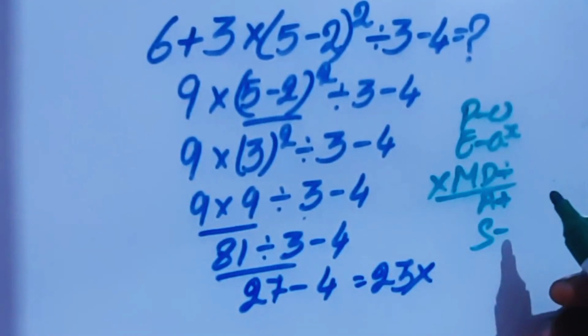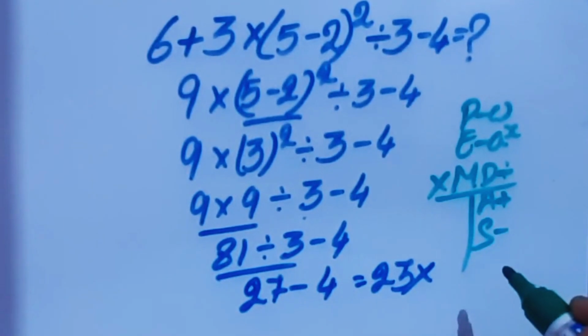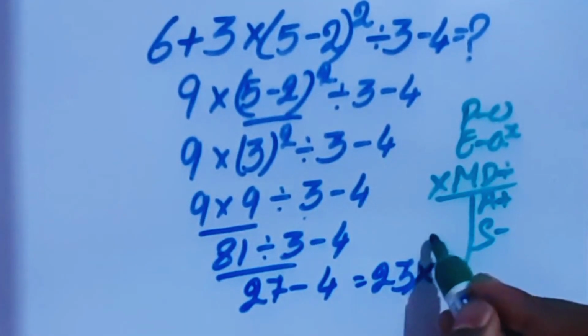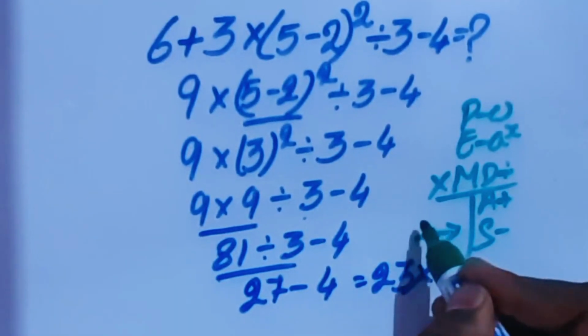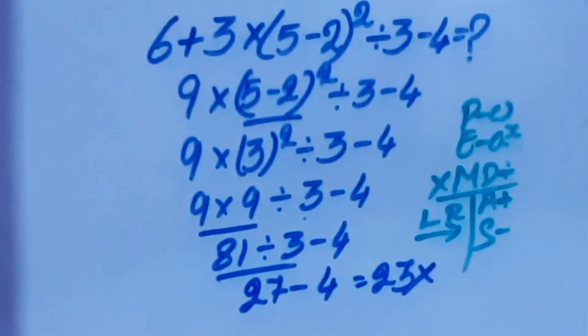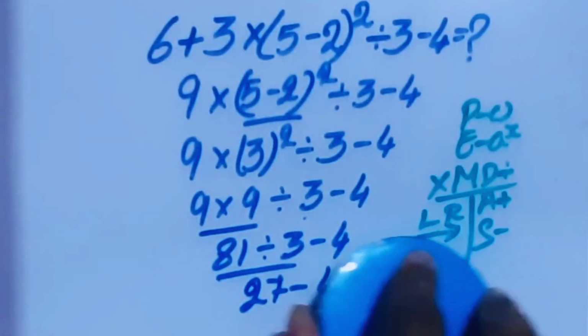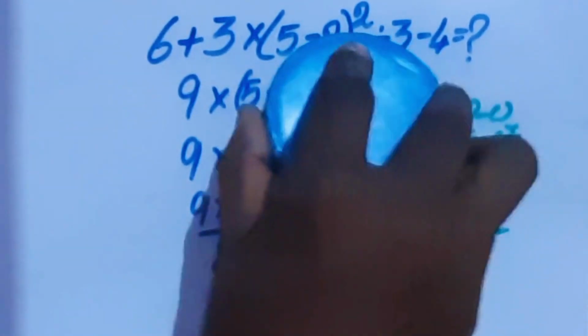Here multiplication and division are equal priority. Also addition and subtraction are equal priority. For equal priority, we are going to introduce another rule called left to right in the problem. Now we are going to solve this problem in the correct way by using this order of operations, PEMDAS.